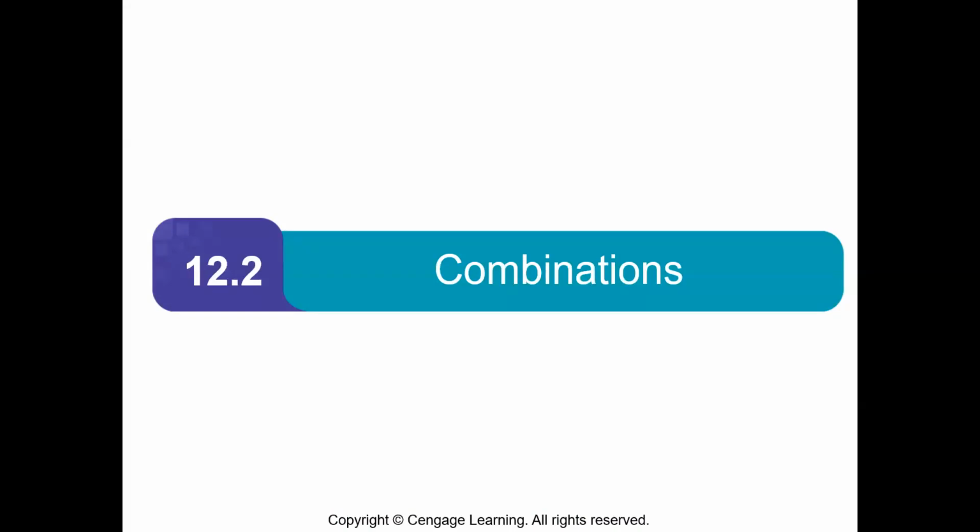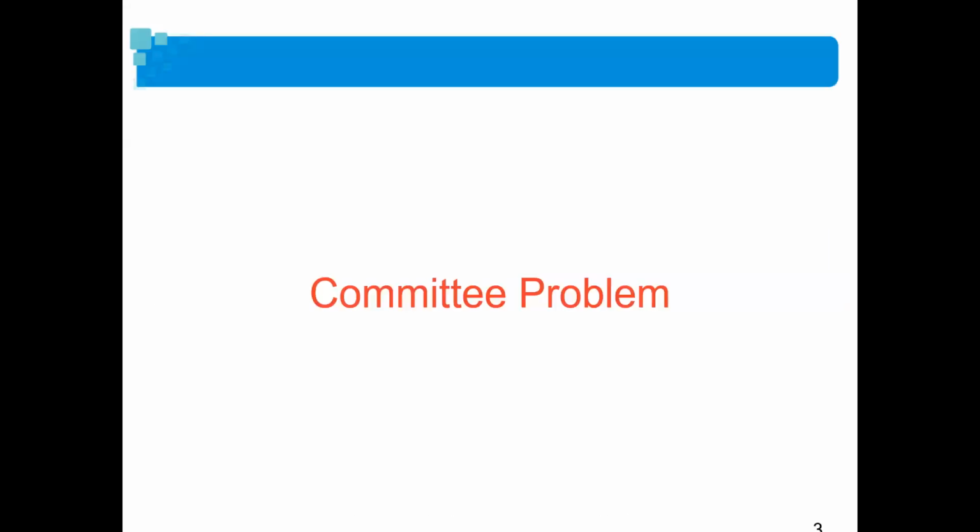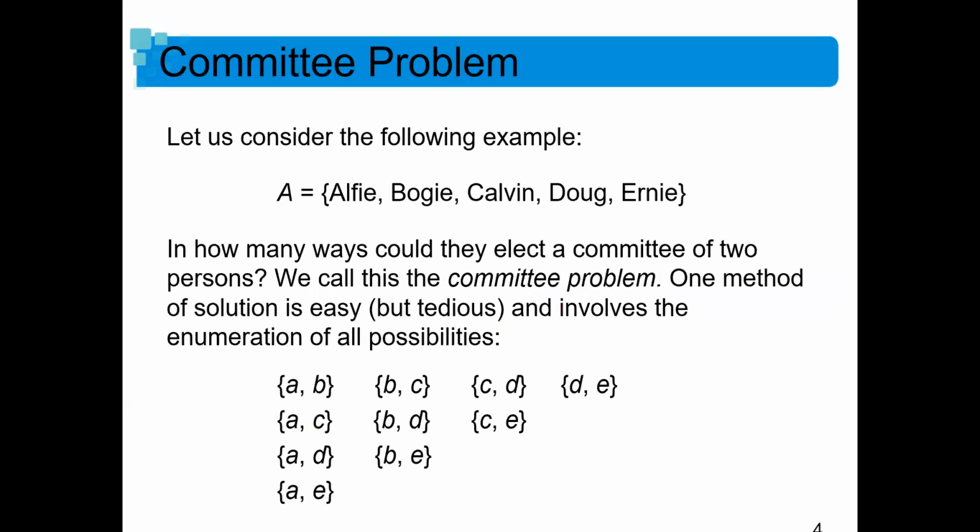In order to fully understand combinations, let's discuss the committee problem. So, what is the committee problem? Let us consider the following example of a set of five people: Alfie, Bogie, Calvin, Doug, and Ernie. In how many ways can they elect a committee of two persons? We call this the committee problem.